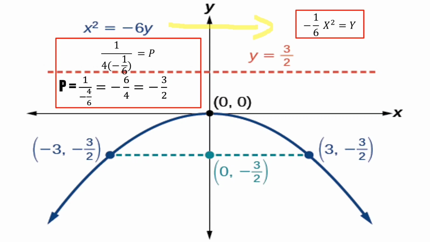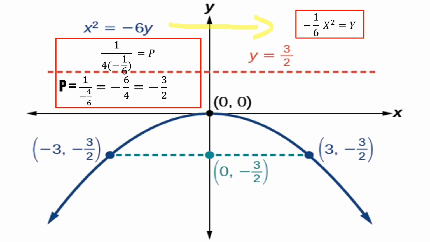Let's find the value of p. How did we get p as negative 3 over 2? As you can see, p is equal to 1 over 4 times negative 1 over 6, which is the coefficient of the equation. P is now equal to 1 over negative 4 over 6. And then, get the reciprocal, which is negative 6 over 4. Simplified, that will become negative 3 halves.